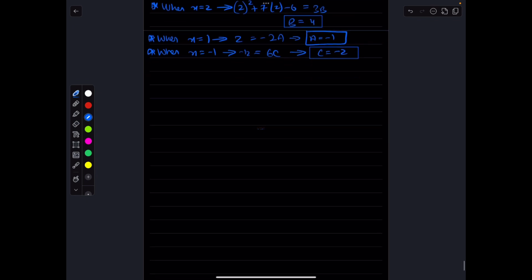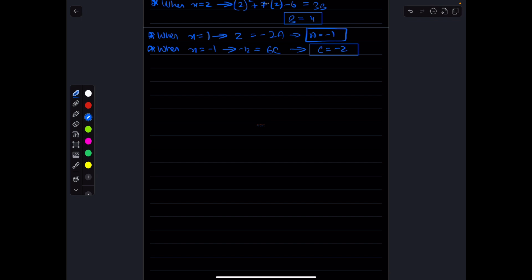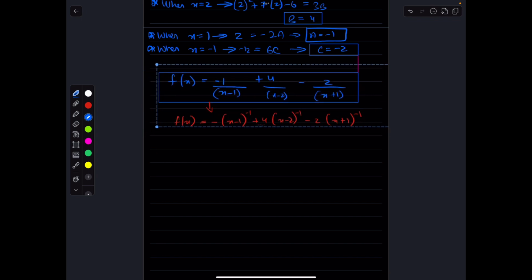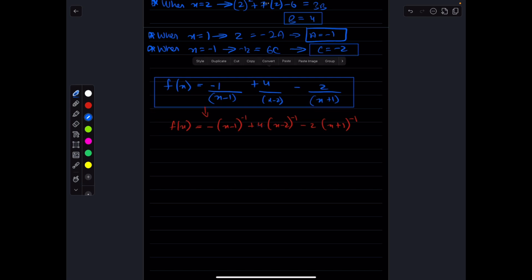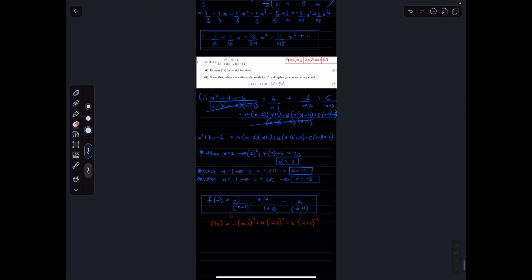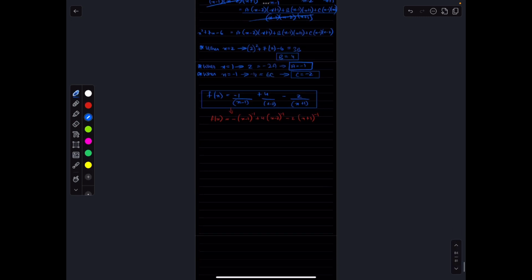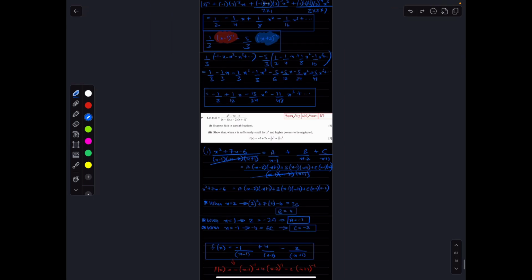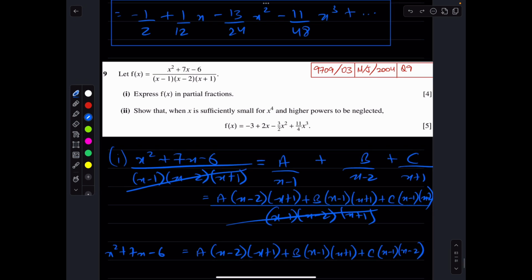You can pause the video and trace it down with you. Then once you have the values of a, b, and c, we can write down f of x in partial fractions like this. And then when we take the denominators to the numerators, their powers become inverse. Now why did I do this? Because this will help me out in the second part.